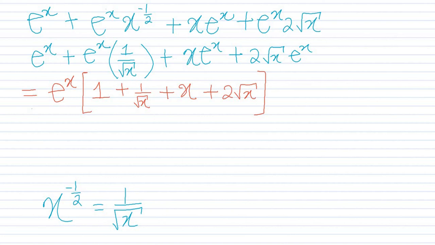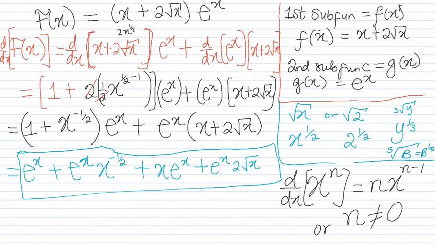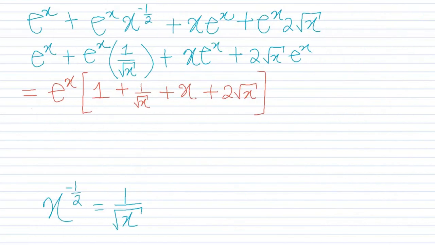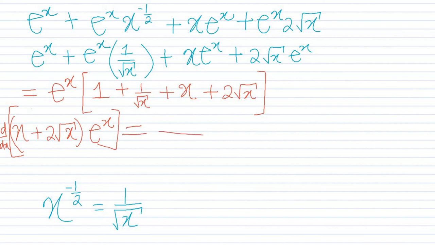So this is what it is when you're asked to do the derivative of this, of x plus 2 root x, of this right here of e to the x. The derivative right here is what you're going to get in this answer with the arrow. So that is your answer.